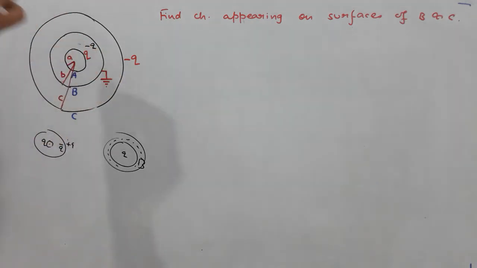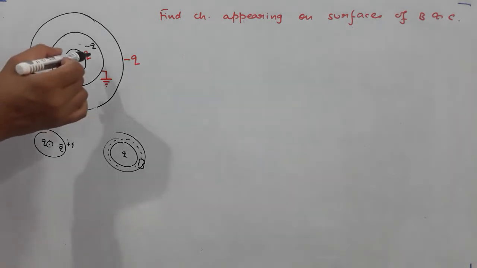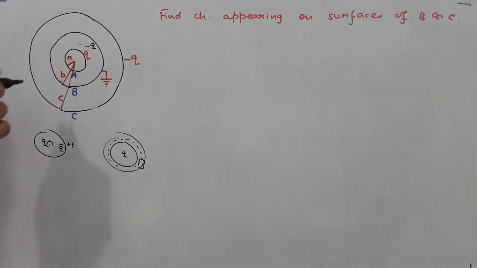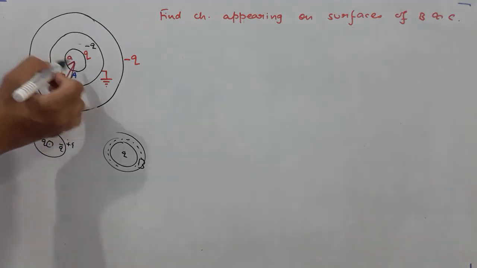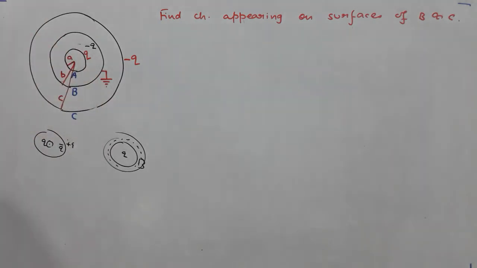So what I told? Because this is a conducting cell, inside this electric field is 0. Therefore if you draw a Gaussian surface through this cell, all the points on the Gaussian surface should lie within this cell B, then the flux should be 0. Therefore Q in should be 0. There is charge Q. So for total charge to be 0, the inner surface, not the outer one, the inner surface should develop charge minus Q.